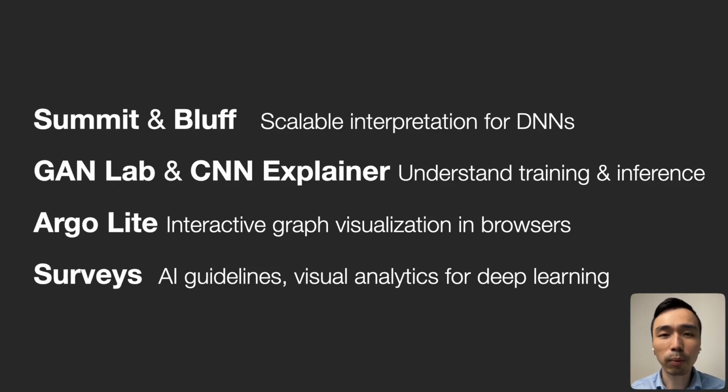I'll start off with a system called SUMMIT and its related system called Bluff, which together help people understand and interpret how some of these deep neural networks work. After that, I will talk about a system called GAN Lab and CNN Explainer. Both systems are designed to help both experts and beginners understand how the training process and also inference work in these models.